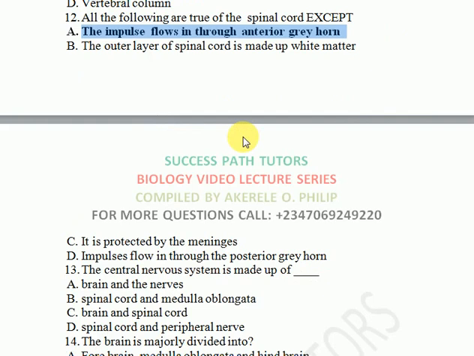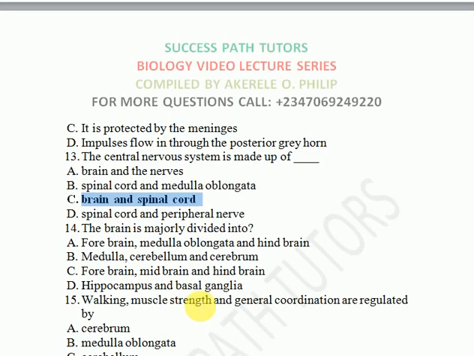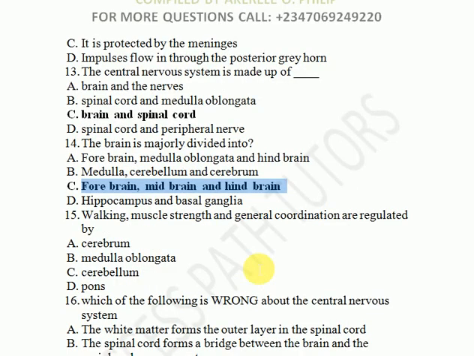Okay? The central nervous system is made up of the brain and the spinal cord. That's option C. The brain is majorly divided into forebrain, midbrain, and hindbrain. That's B. Walking, muscle strength, and general coordination are regulated by the cerebellum.